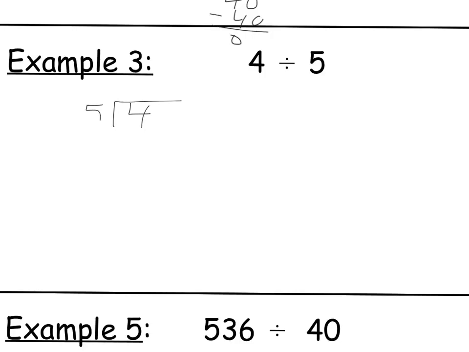Second number is my divisor. That goes outside. I'm going to add a decimal and another 0 after the decimal. Put your decimal straight up in your quotient, then divide. How many times does 5 go into 4? It can't. 0. Okay? But can 5 go into 40? Yes, it goes in 8 times.